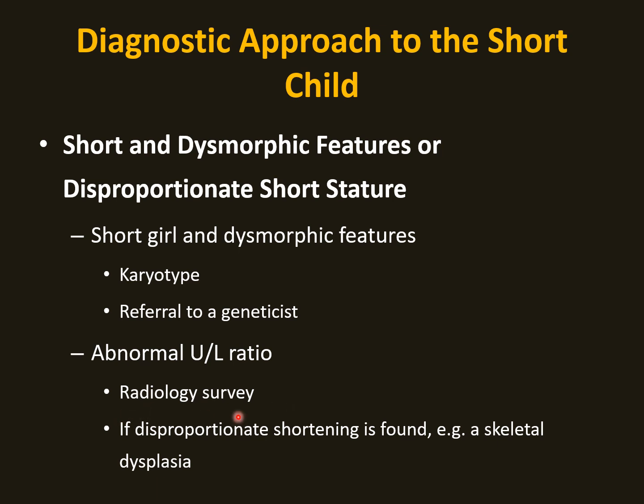A radiological survey will be very helpful if it is read by an experienced radiologist. And you have to keep in consideration that up to 200 different abnormalities in the bone and cartilage growth have been identified. The most common and well known example is achondroplasia, another example is Larsen syndrome, and many others. So the best way to approach that is measuring the upper to lower limb ratio, and if it is abnormal, you do a radiological survey, and this will help in the diagnosis.